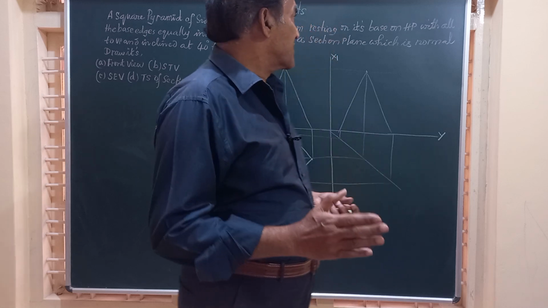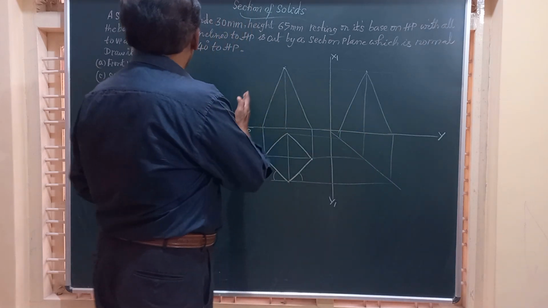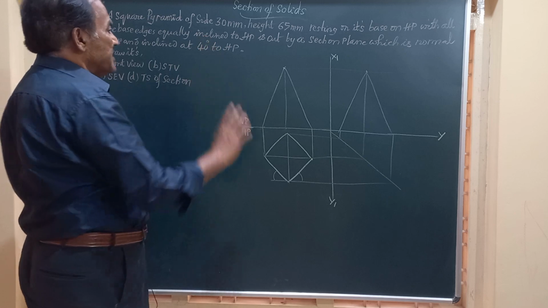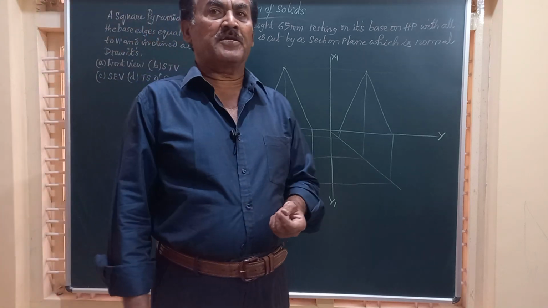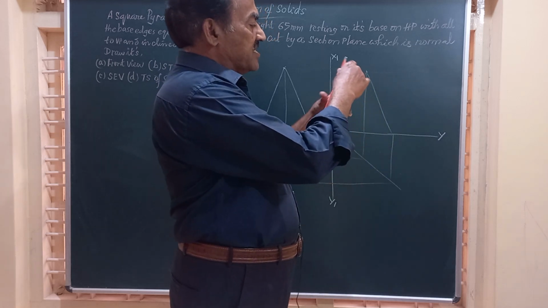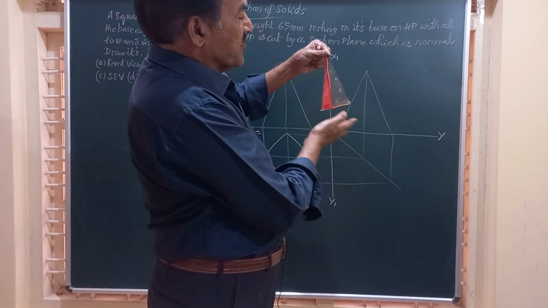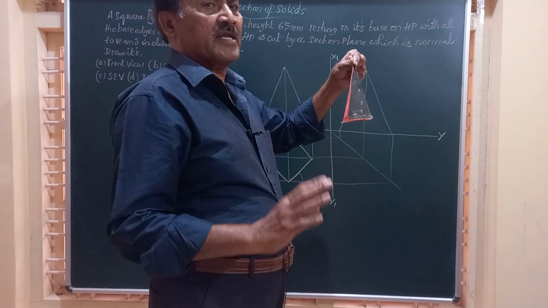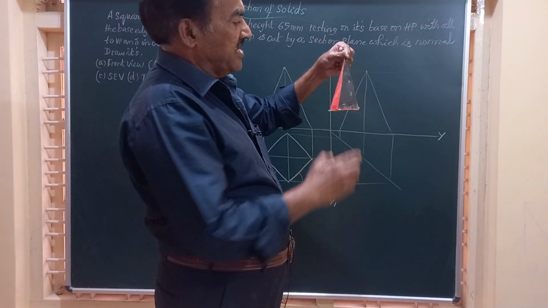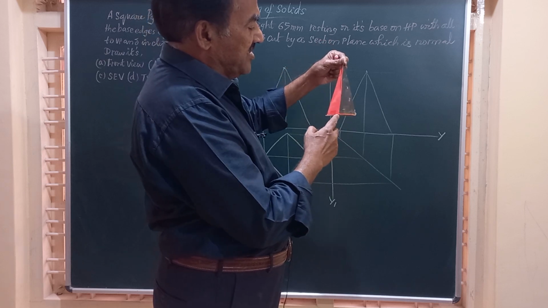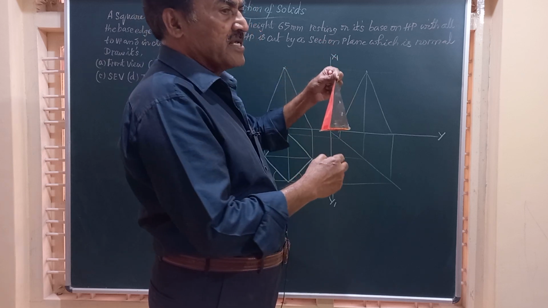In this video we are going to work out a problem on the section of a square pyramid which is cut by a section plane which is normal to VP and inclined at 40 degrees to HP, and the solid is resting on its base on HP with all the four base edges equally inclined to VP. That is, this base edge, say AB, and this AD, they are equally inclined.